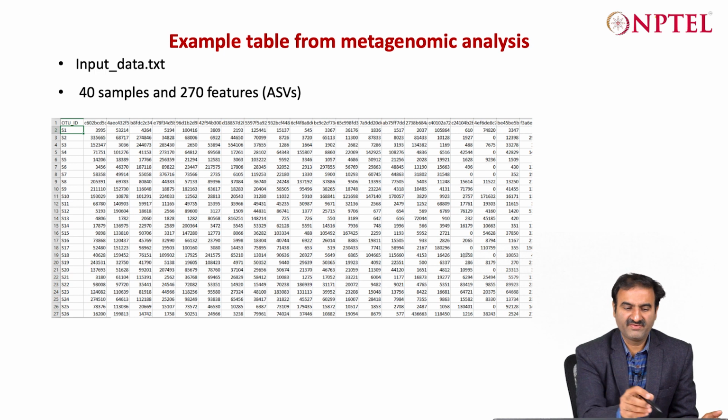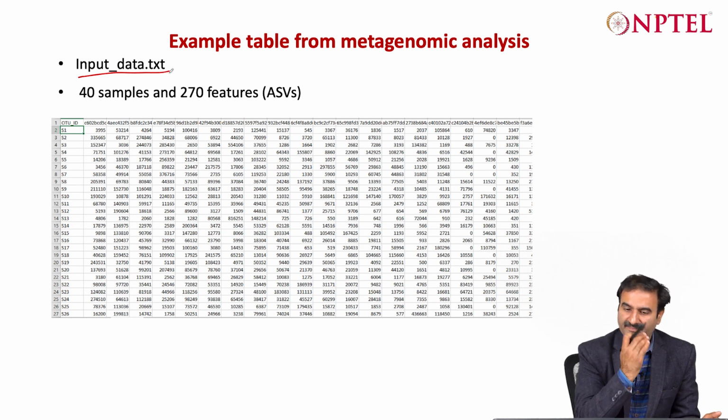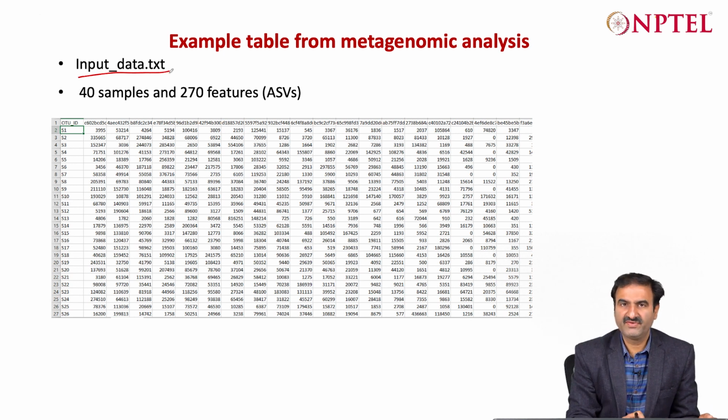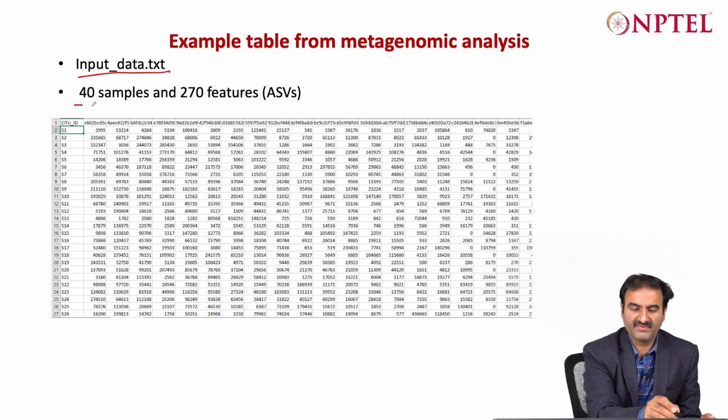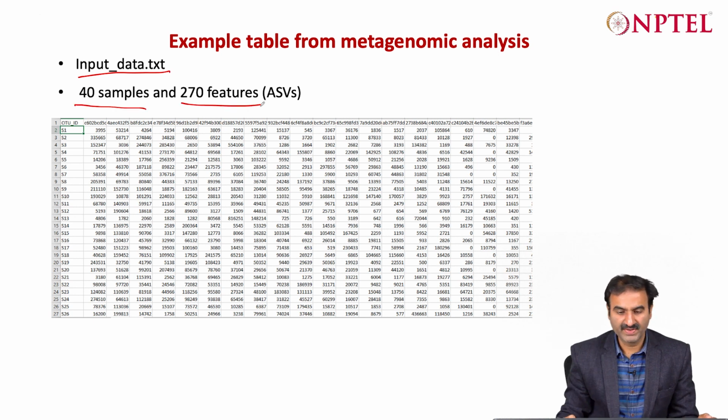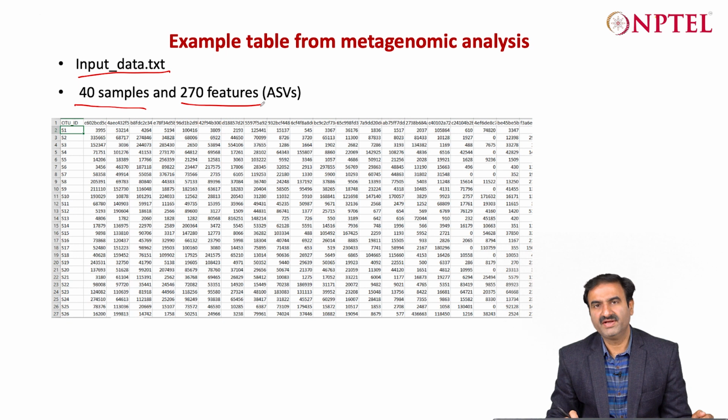Okay, for example, this is the file, which is in a CSV or TXT format, containing 40 samples and 270 features, or basically amplicon sequence variants, or ASVs, which are basically the OTUs. Earlier they were called OTUs, now they are called amplicon sequence variants. So this is an example of metagenomic analysis. We will also cover it there, but just to show the usage of R.